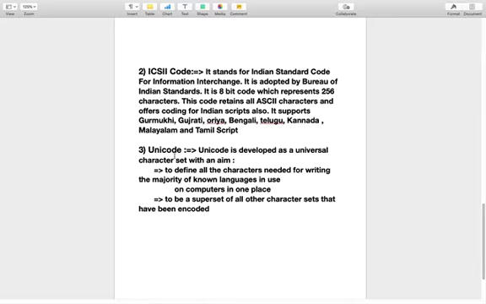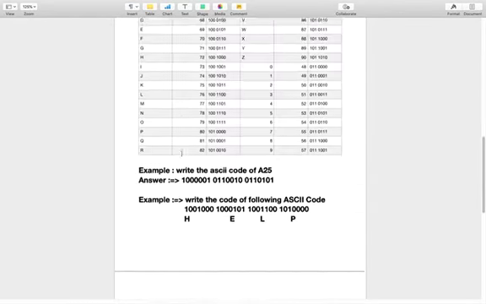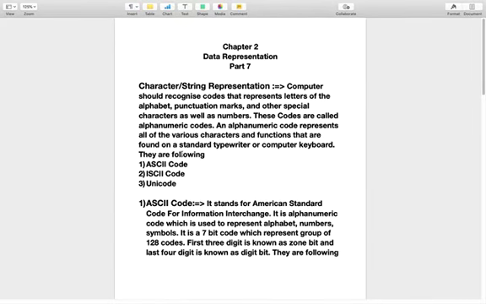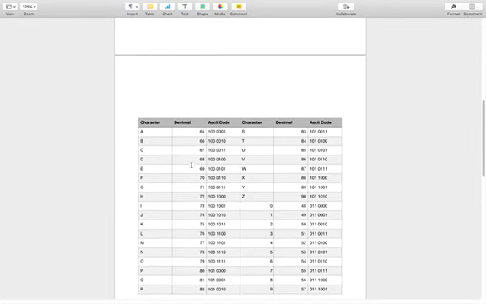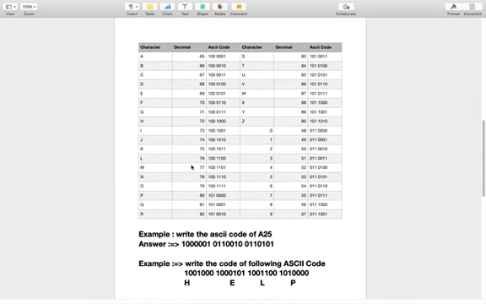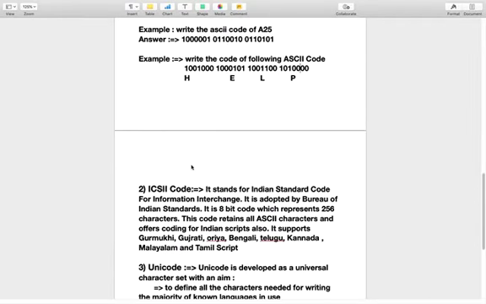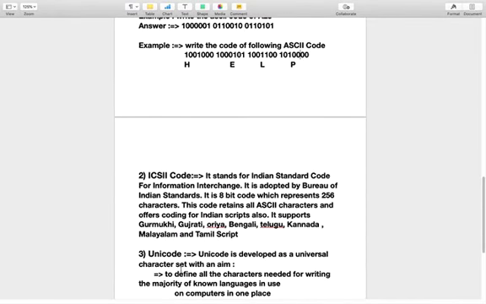Generally it supports all kinds of world languages like Russian, English, French, and all other foreign languages. So it is a common place for all languages in the world. It is a general format to represent any character in any language in the form of Unicode. Today we learned about character or string representation, what is ASCII code, and how we can write the ASCII code of any number, word or letter, and then we learned what is ISCII code and what is Unicode.